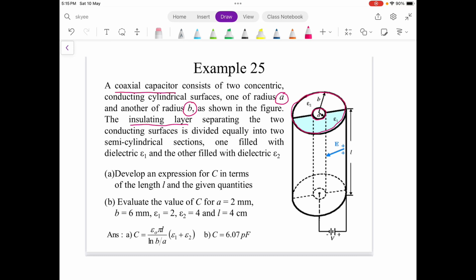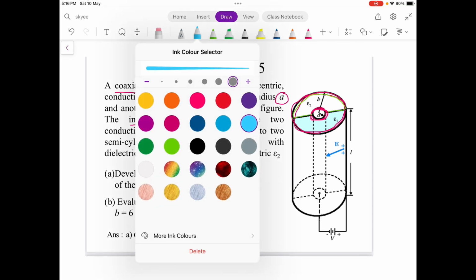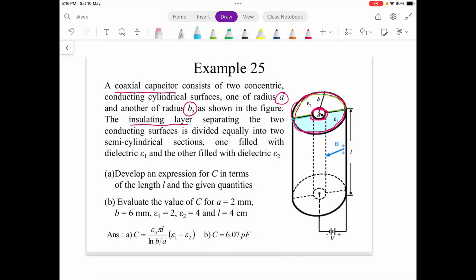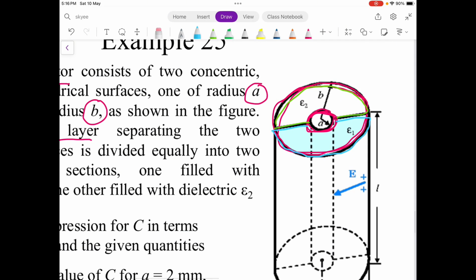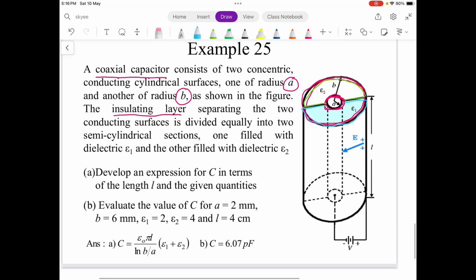You can see from this figure, you have two dielectric media separating the inner conductor and the outer conductor, and they are arranged as in the figure. Half of it is occupied by epsilon R2, and half of it is occupied by epsilon R1. This is how the dielectric is arranged in this cylindrical coordinate.